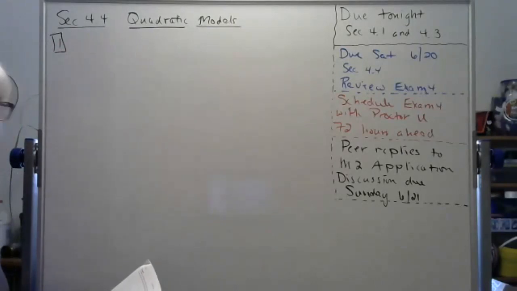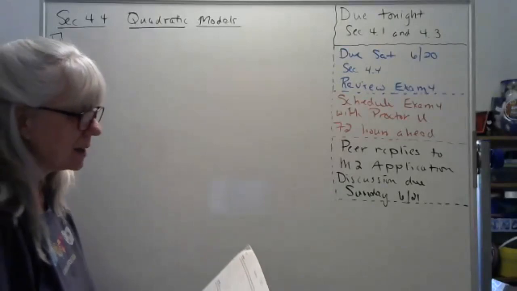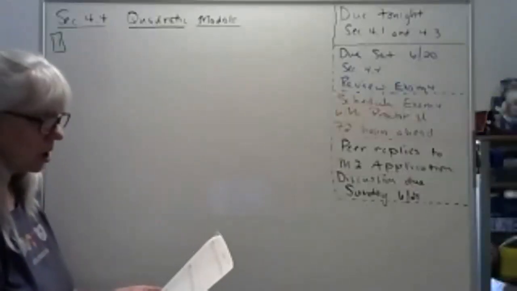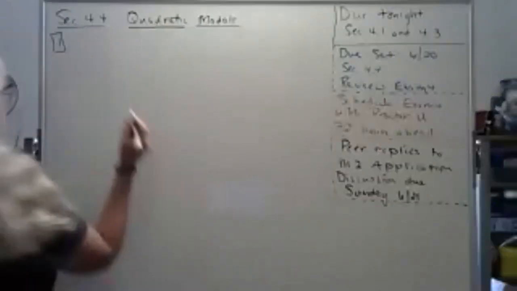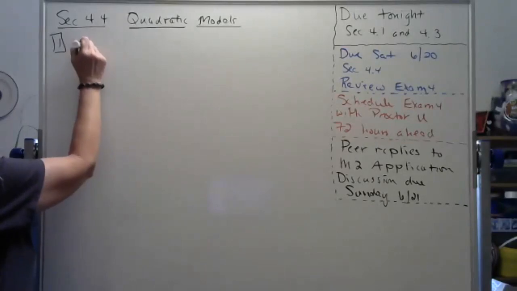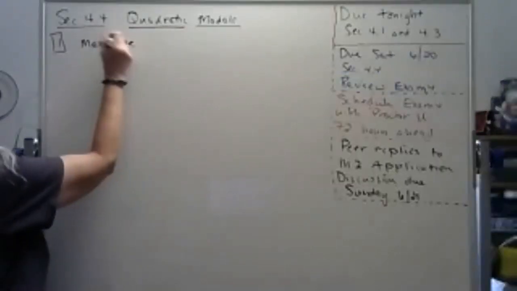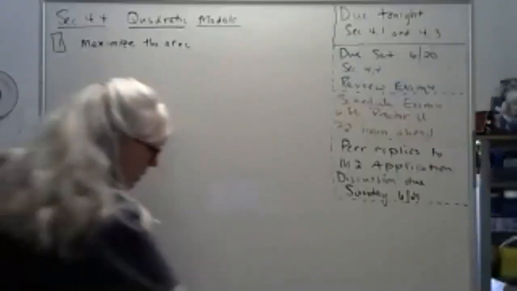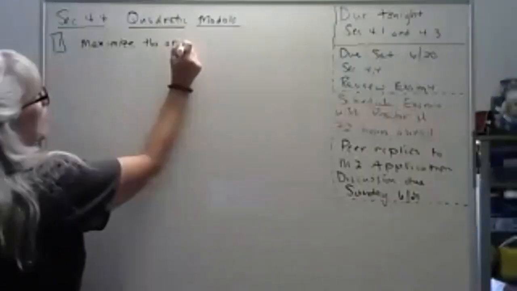Example 1 says, a farmer has 200 meters of fencing and wants to enclose a rectangular plot that borders a straight highway. If the farmer does not fence the side along the highway, what's the largest area that can be enclosed? Okay. So I'm going to make a couple of notes to myself. First of all, we want to maximize the area. So we need the maximum area possible. And that's what we're after.